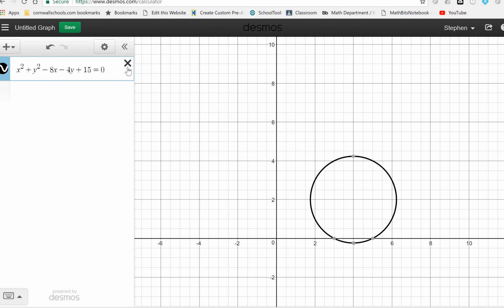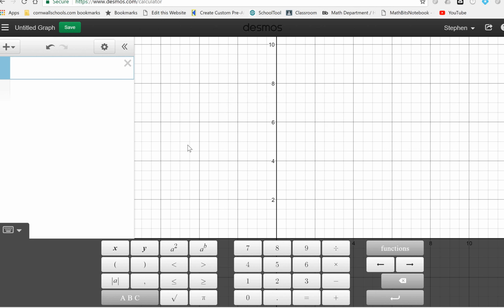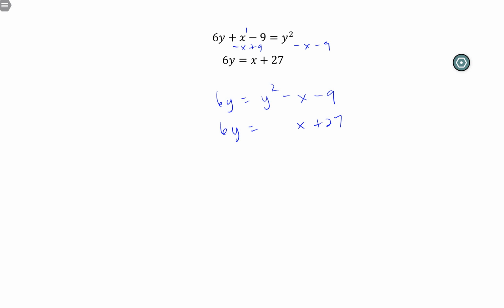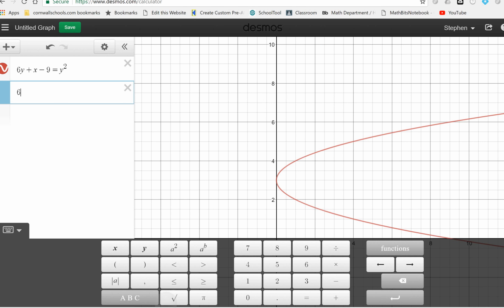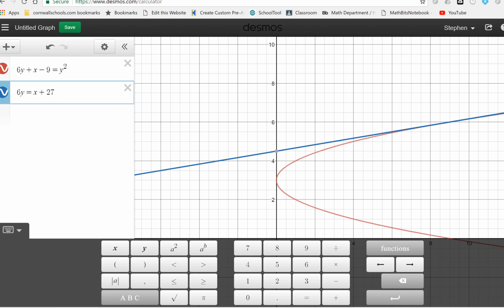To clear what's in there, you just hit the x's. And we'll type in our first equation, 6y plus x minus 9 equals y squared. So we get this sideways looking parabola. Interesting. The next one is 6y equals x plus 27. And we were good.